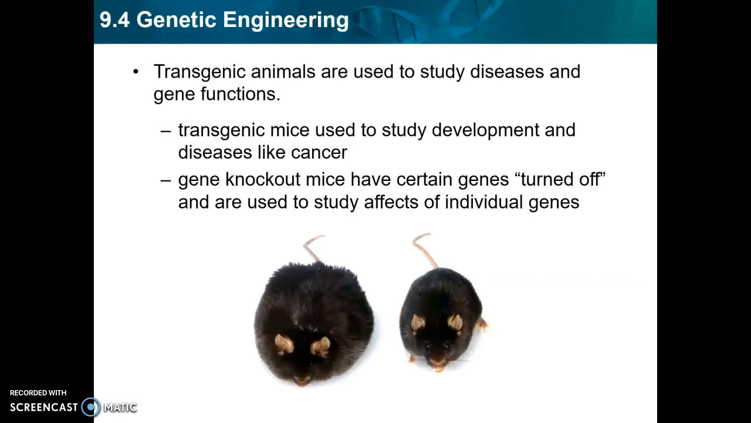The picture that you see here, this mouse on the right is a normal mouse, and this one on the left is a gene knockout mouse that has a gene that is involved in obesity. It has been disabled in this mouse, and therefore you can see that that mouse is unable to control its weight like the mouse on the right. So this would be a really good model organism for trying to study factors relating to obesity.